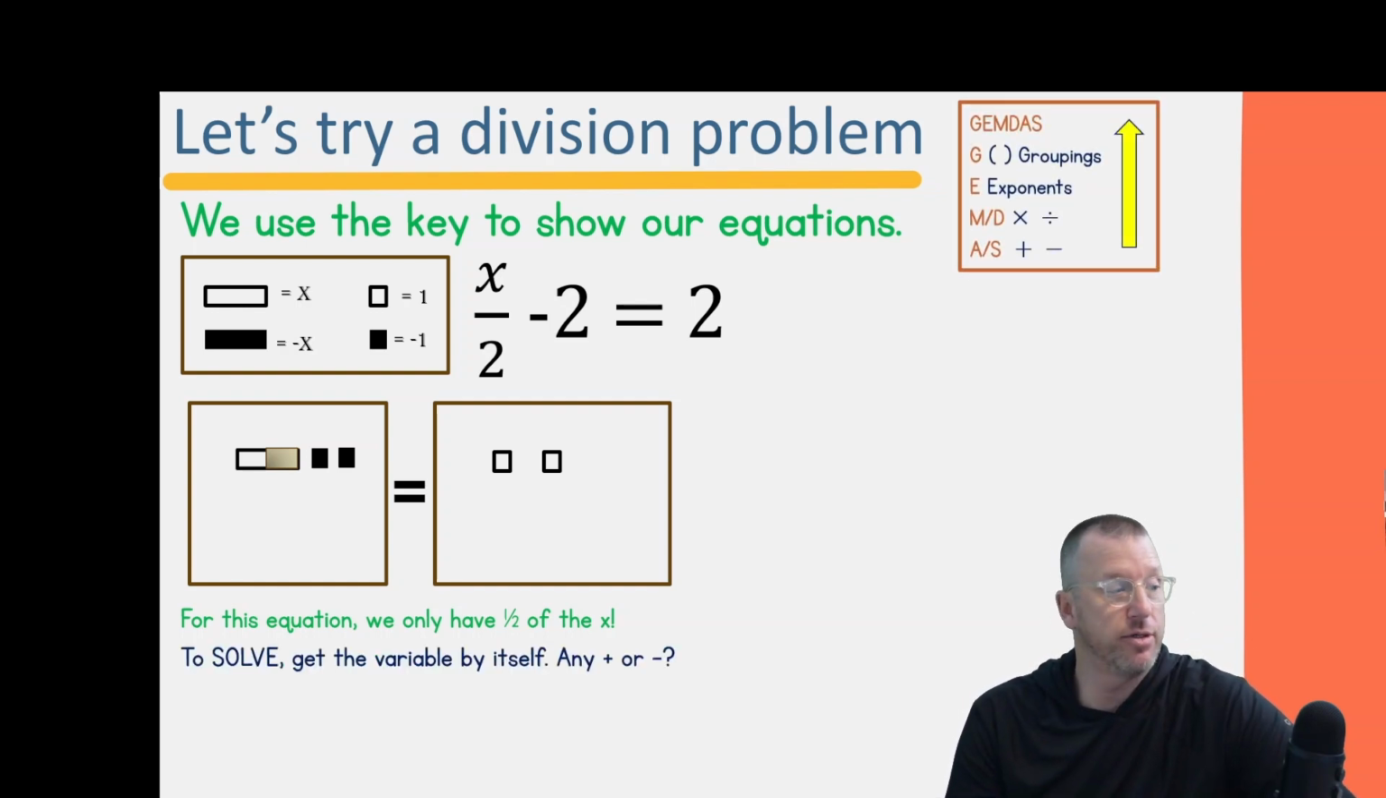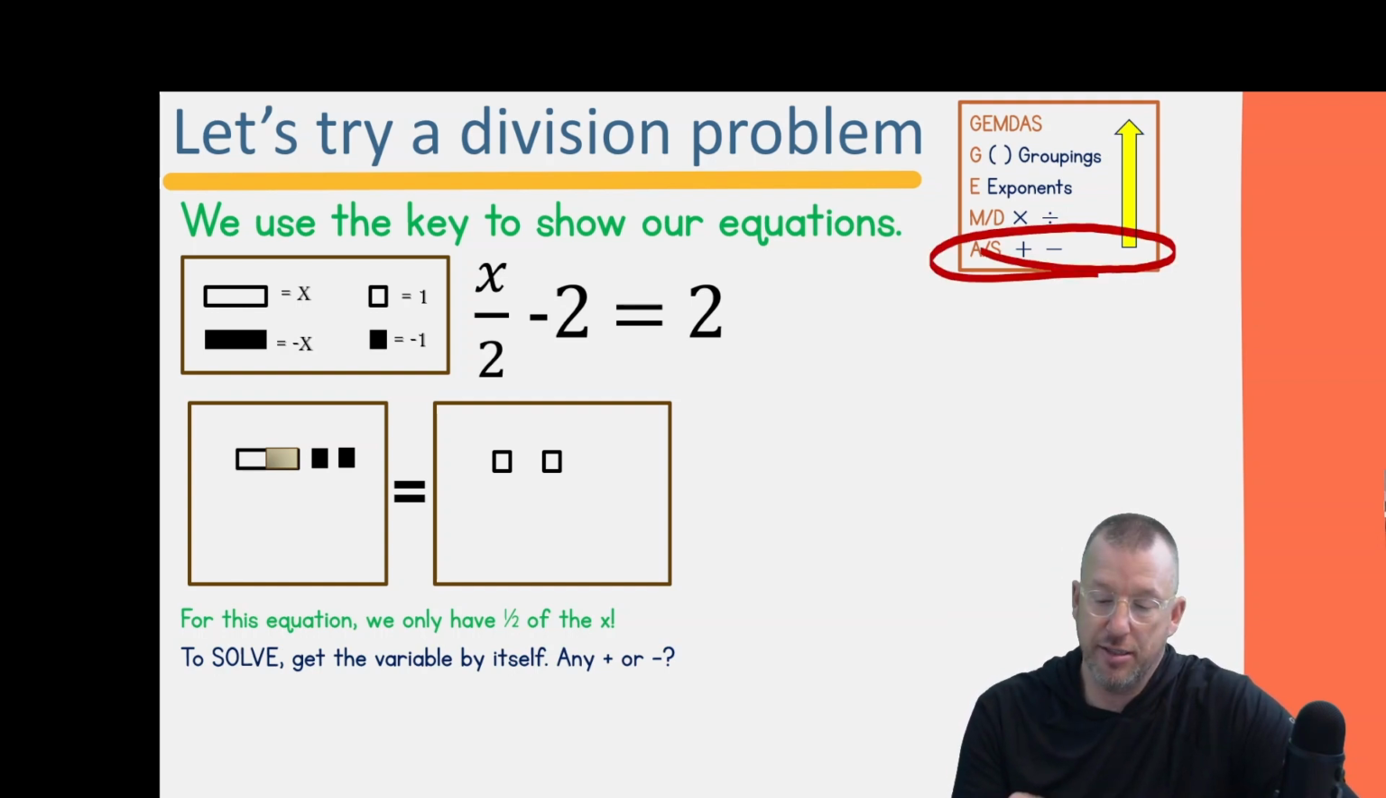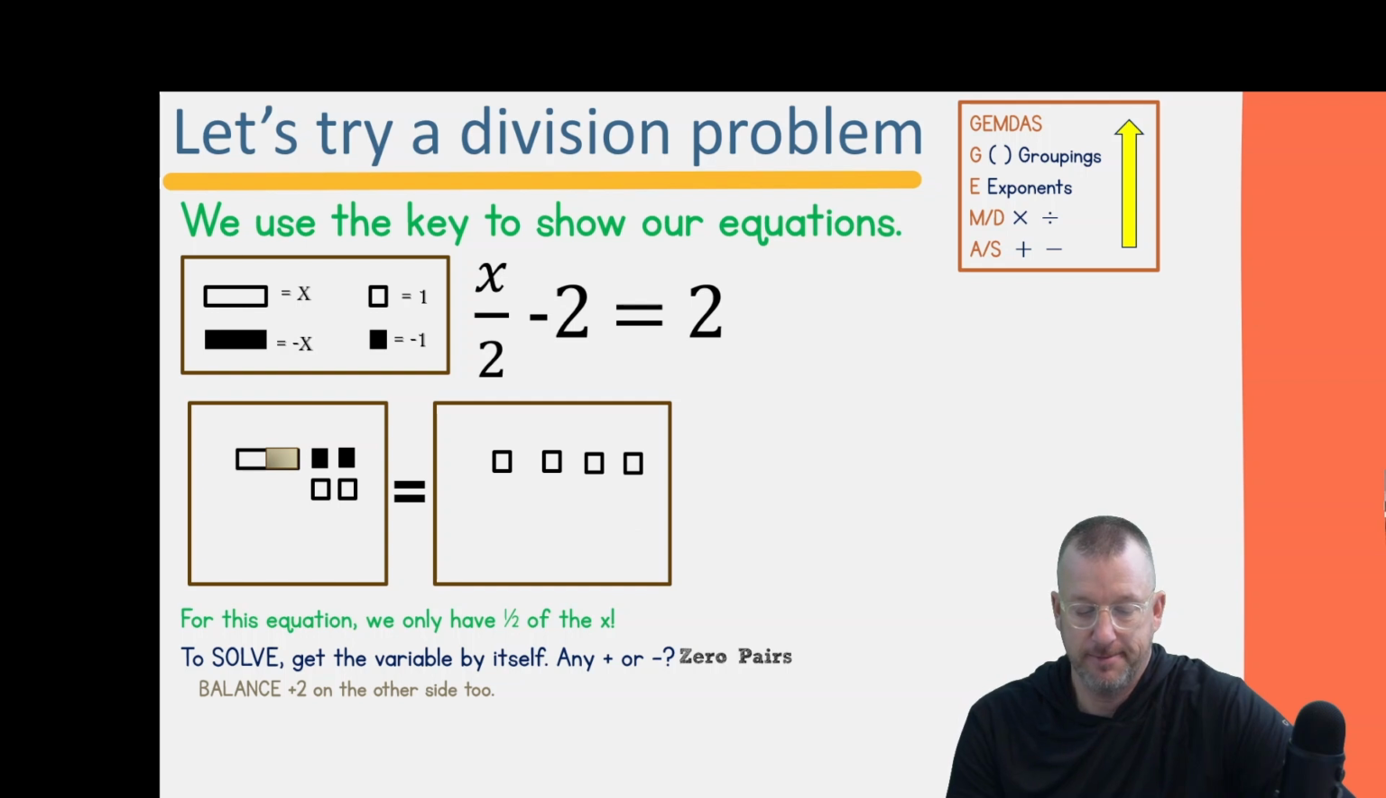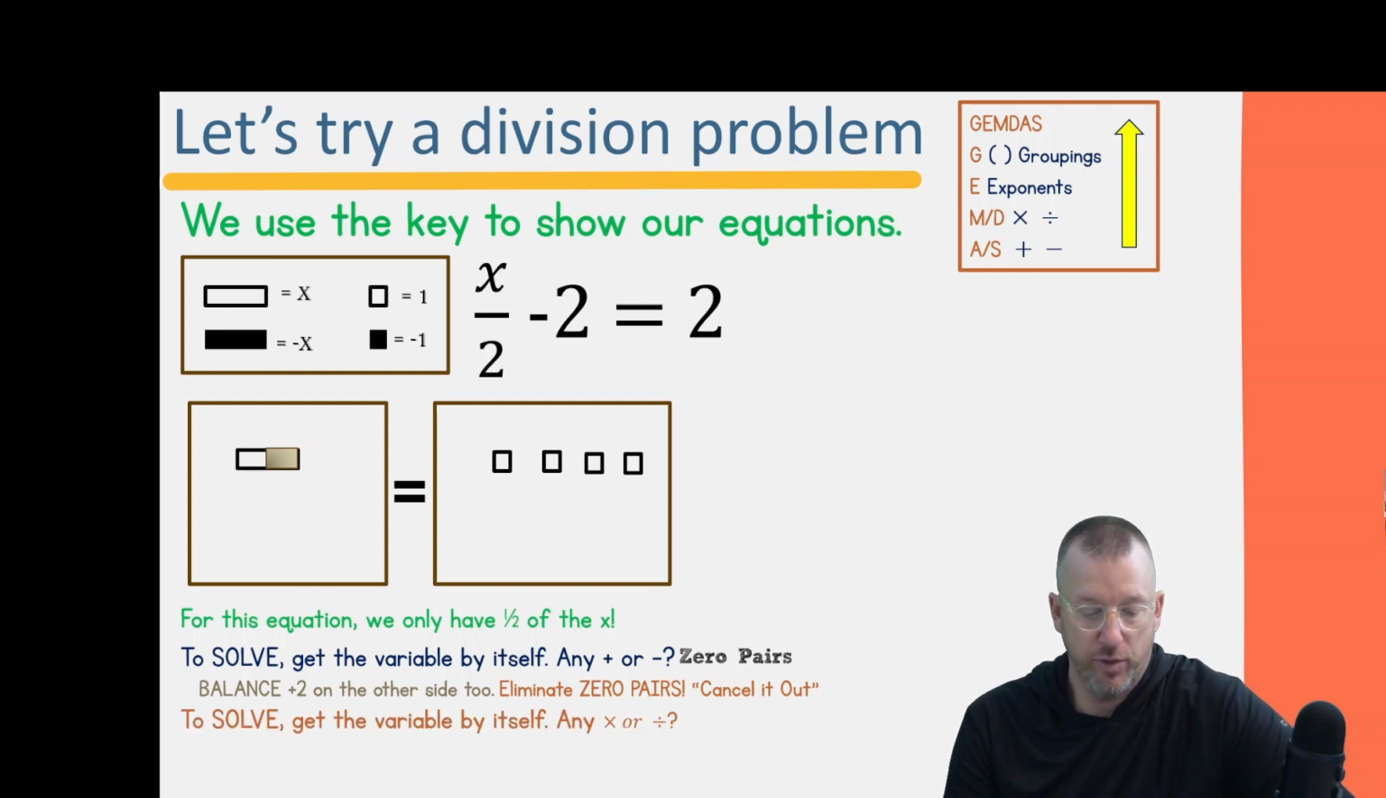We do GIMDAS backwards. To solve, we get the variable by itself. Do you see any addition or subtraction? Yes, we have minus 2. How do we get rid of that? We want to move that minus 2 to the other side. Well, we use the inverse. We create some zero pairs. If we have negative 2, let's do plus 2. That's the opposite. Whatever we do to one side, we have to do to the other side. Okay, and then we get rid of our zero pairs, or cancel them out. They're gone.